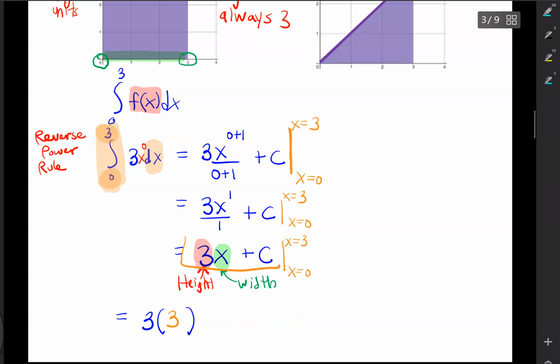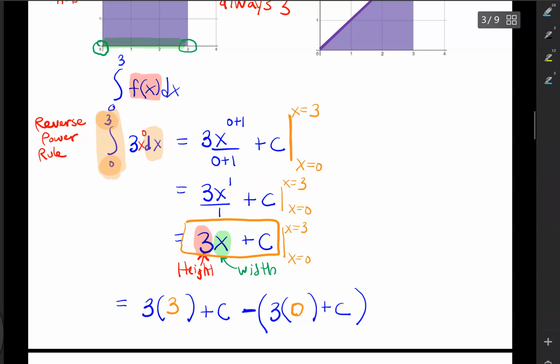If I take all of this, 3x plus c, and I plug in my upper limit, minus 3x plus c, and I plug in my lower limit, 0, what's going to happen to those c's? Let's see what happens to them. So I'm going to end up with 9 plus c, then I need to subtract 3 times 0 is 0, and then I need to subtract c. See how the c's are just going to cancel each other out?